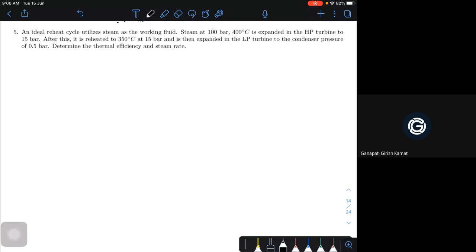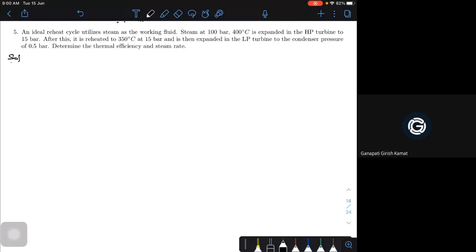It's something like this. An ideal reheat cycle utilizes steam as the working fluid. Steam at 100 bar and 400 degrees Celsius is expanded in the high pressure turbine to 15 bar. After this, it is reheated to 350 degrees Celsius at 15 bar and is then expanded in the LP turbine, that is the low pressure turbine, to the condenser pressure of 0.5 bar. Determine the thermal efficiency and steam rate. So this is what we are supposed to solve for the given conditions.